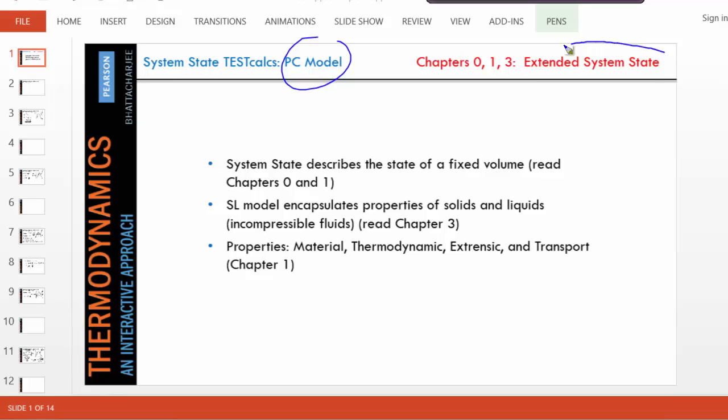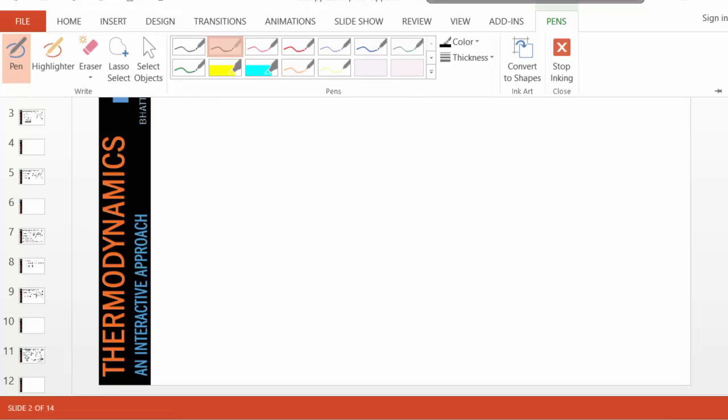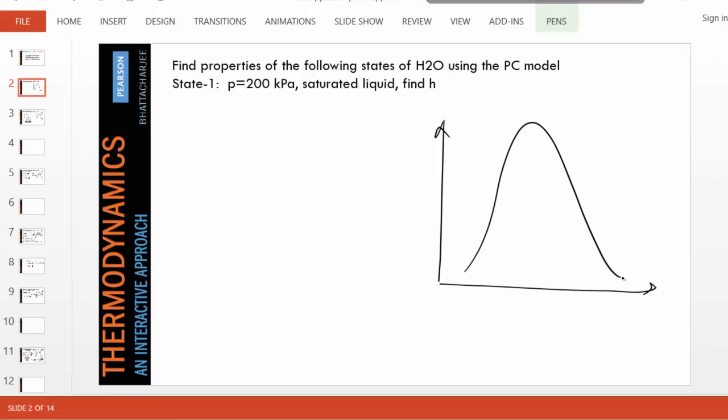We'll use the system state TESTapp, and we'll begin with a simple problem and progressively make the problem a little more complex. In every problem we solve, we'll solve the problem manually as well as verify the solution using the TESTapp. So any property evaluation begins with a TS diagram, a thermodynamic plot, because you've got to make sure you know how to find where the state belongs.